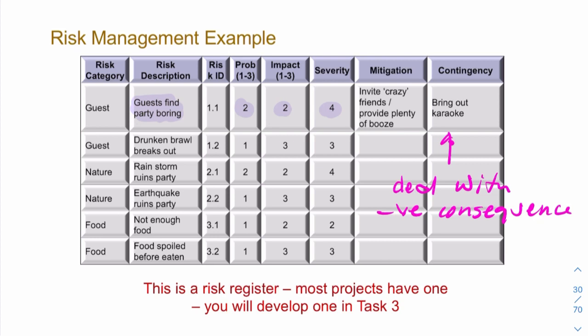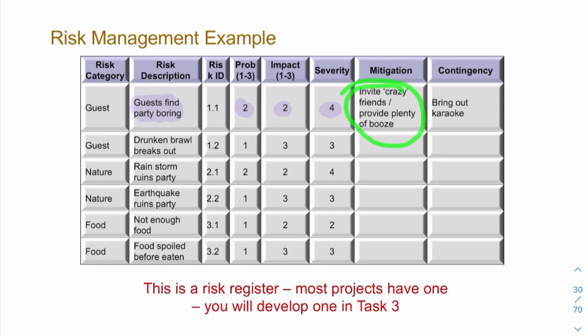So let's say we're talking about finding the party boring. What I can do is invite a couple of my more entertaining friends, my crazy friends, and provide lots of drink in the hope that that will create an atmosphere where this doesn't happen. Okay, so this is my mitigation strategy.